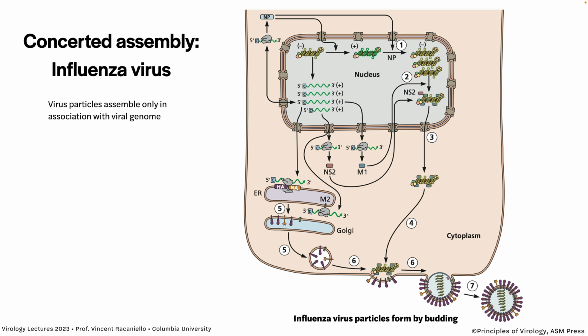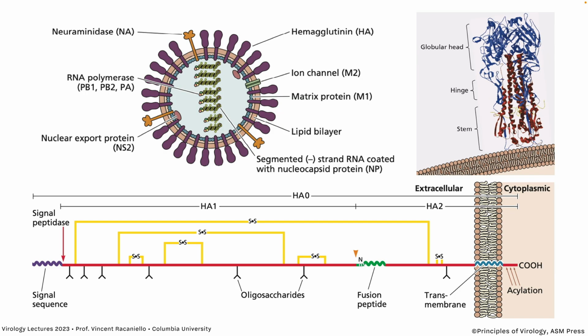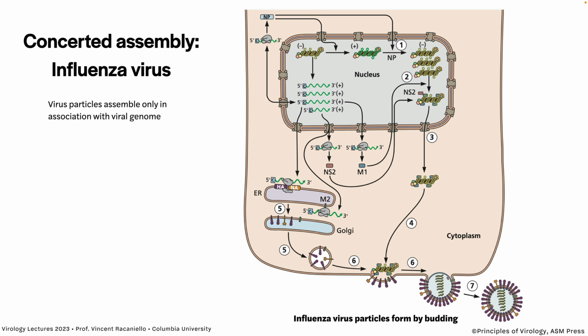And then as soon as the RNP hits the plasma membrane, the particle forms. That's the concerted part. The particle forms in one step by the RNPs touching the plasma membrane, and then the particle forms by what we call budding and then pinches off from the cell. So it's different from poliovirus where it's done in a series of steps, right? The assembly only happens in association with the genome. Remember, with polio, you make a pentamer and you put the RNA on it and then you encapsulate it. So that's concerted.